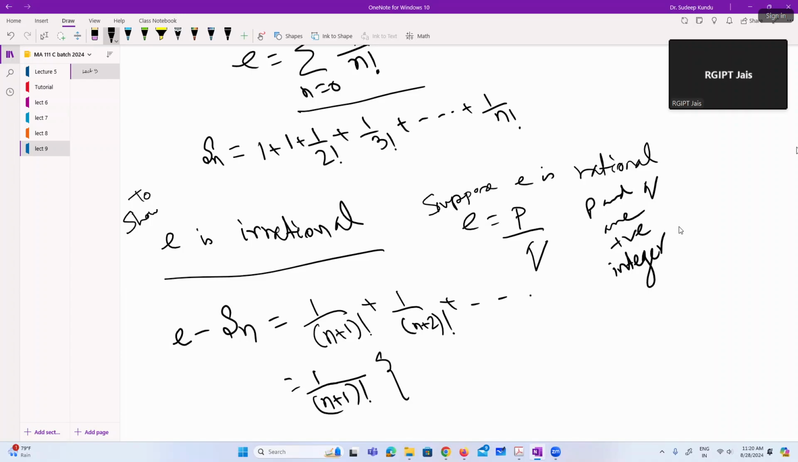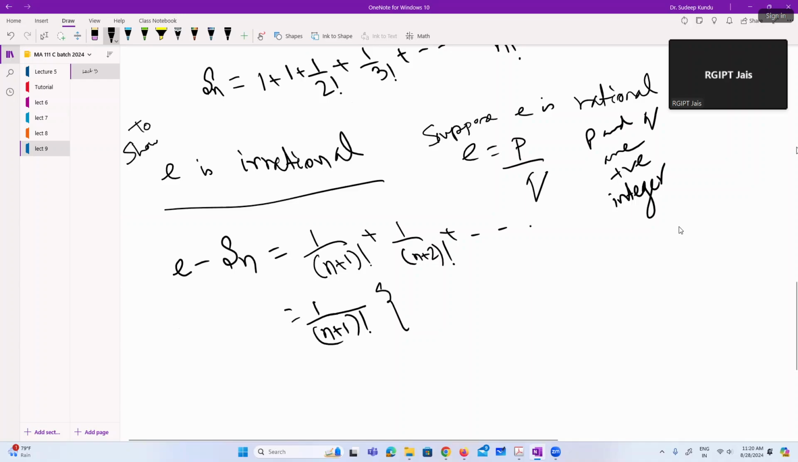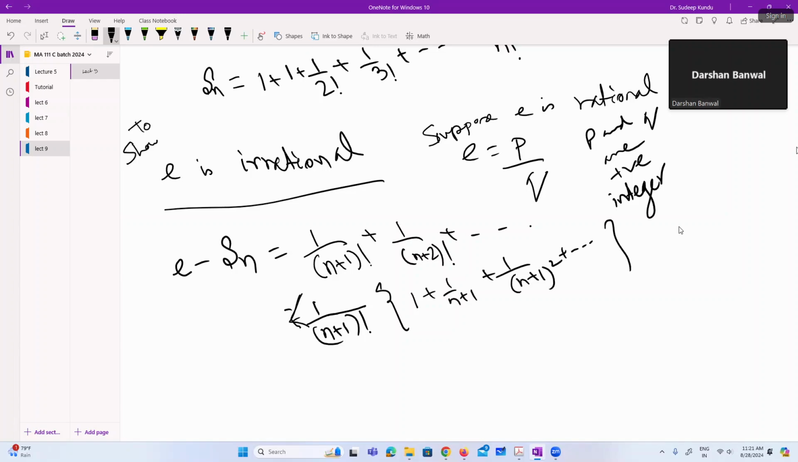Can anyone calculate? 1 plus 1 upon n plus 2, plus 1 upon (n plus 2)(n plus 3), plus so on. So that can be less than. Is this correct? Is this correct or not? Yes, sir. Is it correct, everyone?